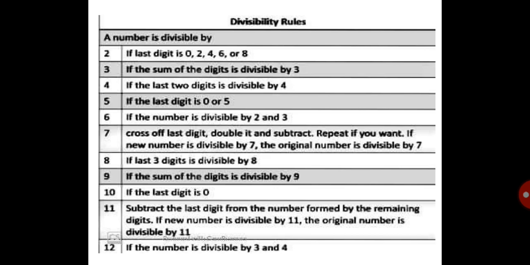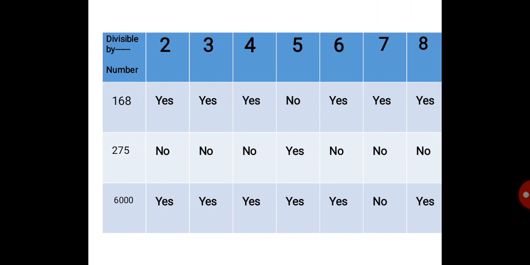Now these are some divisibility rules. Now let's check. I have given three numbers here: 168, 275 and 6000. So let's check the first number, 168. Here in the first number 168, its last digit is 8, which is divisible by 2. So 168 is also divisible by 2.